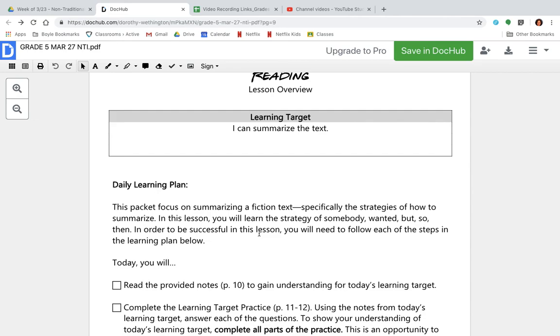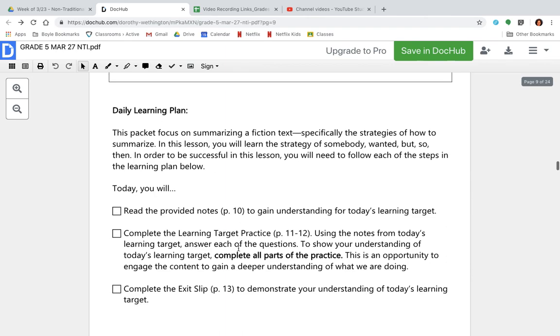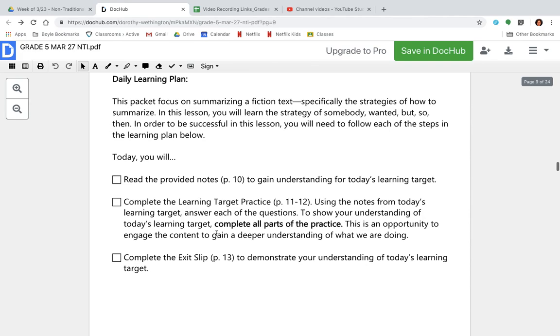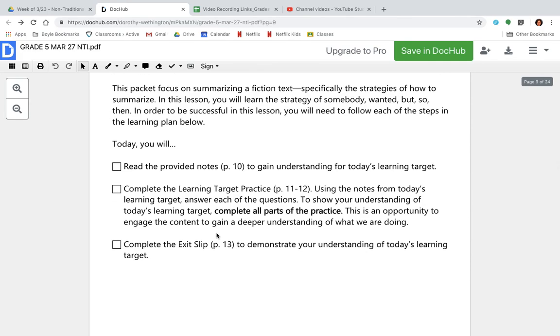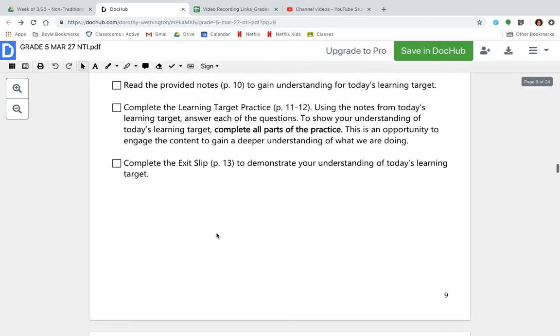In order to be successful in this lesson, you will need to follow each of the steps in the learning plan below. Today you will read the provided notes, page 10, to gain understanding for today's learning target. Complete the learning target practice, page 11 through 12. Using the notes from today's learning target, answer each of the questions. To show your understanding of today's learning target, complete all parts of the practice. This is an opportunity to engage the content to gain a deeper understanding of what we are doing. Complete the exit slip to demonstrate your understanding of today's learning target.